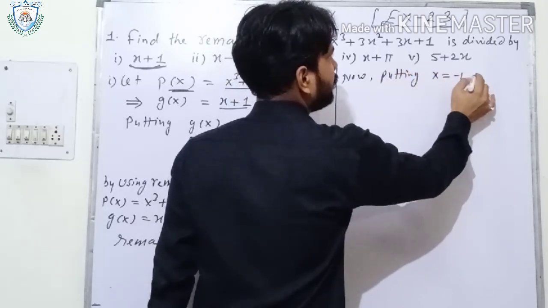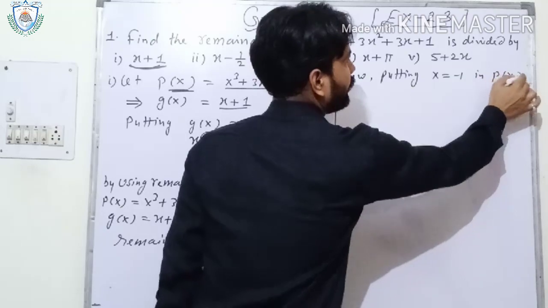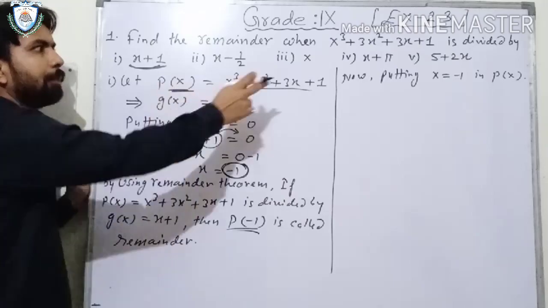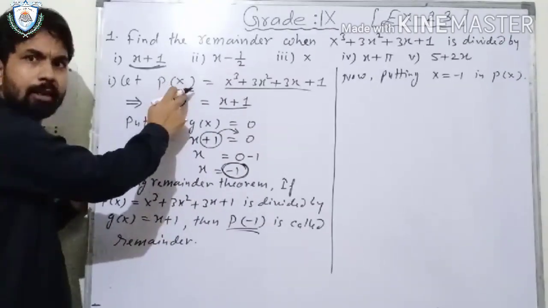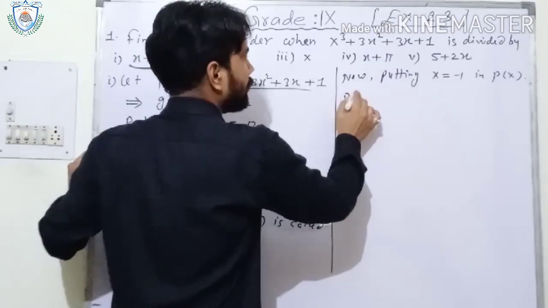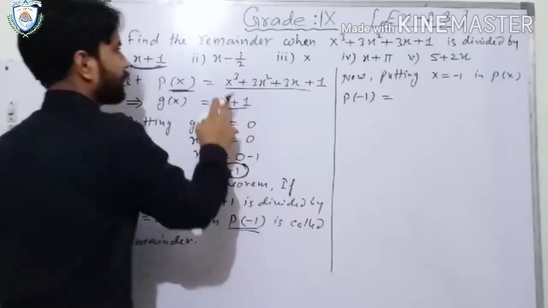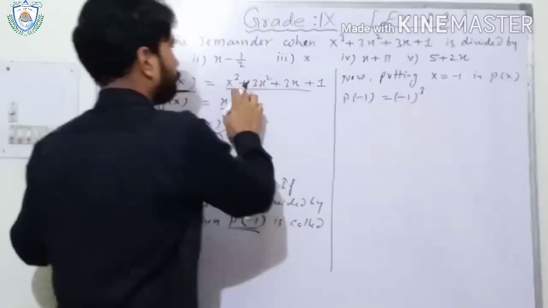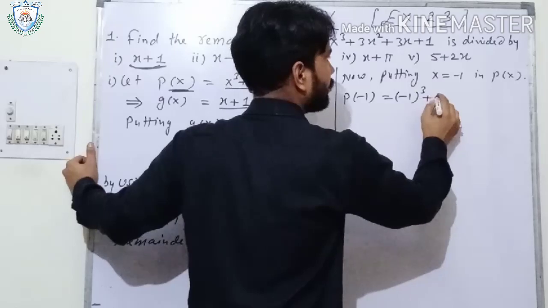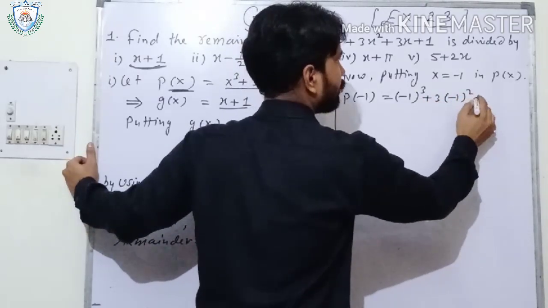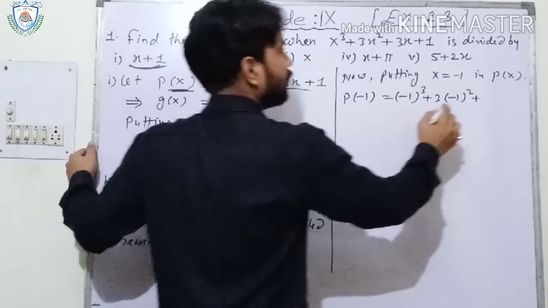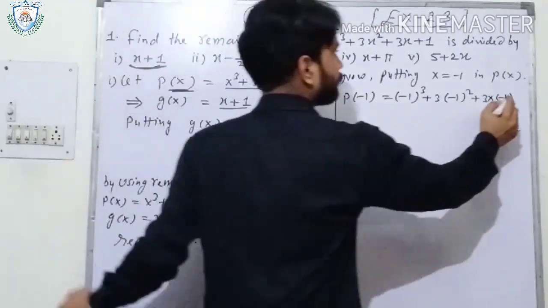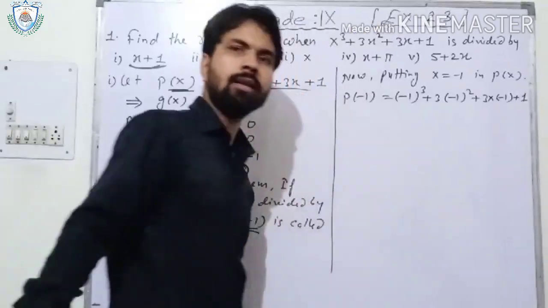So now, putting x equal to minus 1 in p of x. P of x is here, so wherever x is there, we have to put the value minus 1 in place of x. So we will get p of minus 1 equals x cube, x is minus 1, so minus 1 to the power 3, plus 3x square, so plus 3 times minus 1 square, plus 3x, 3 into x is minus 1, and plus 1. So plus 1 will remain the same.